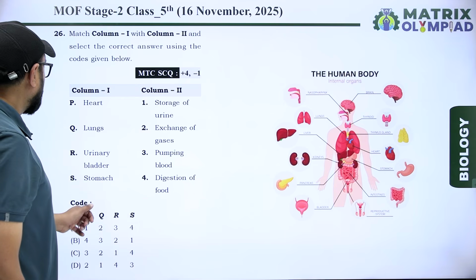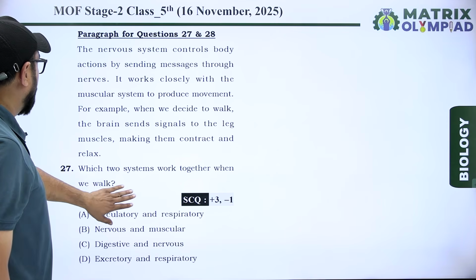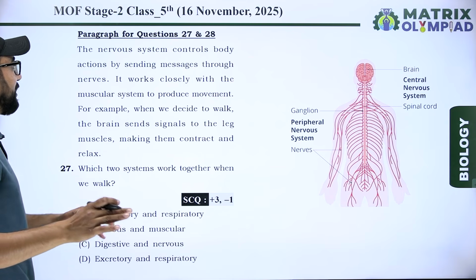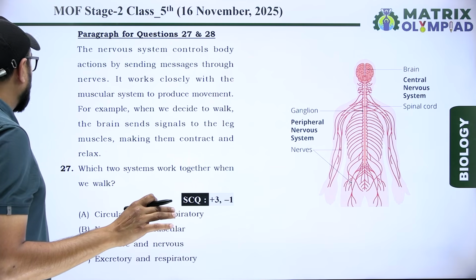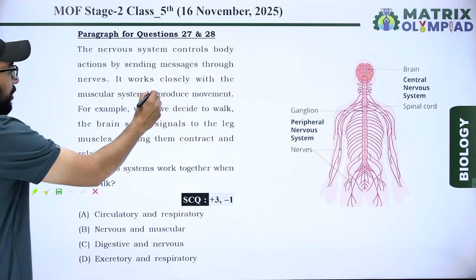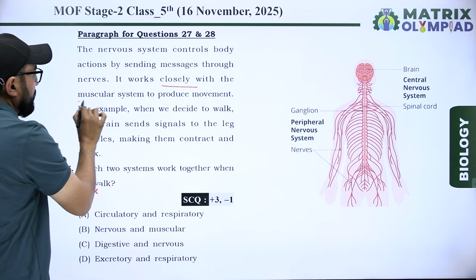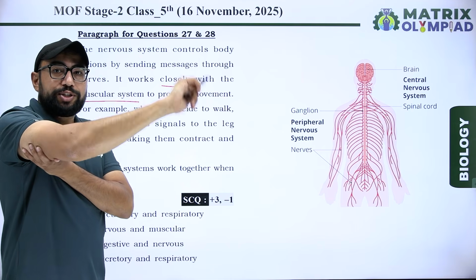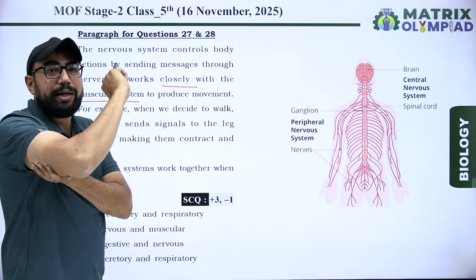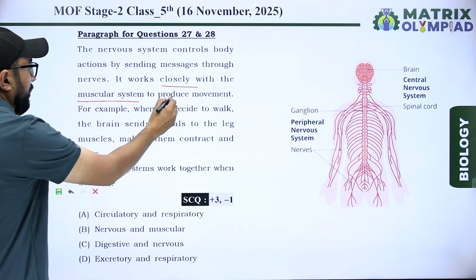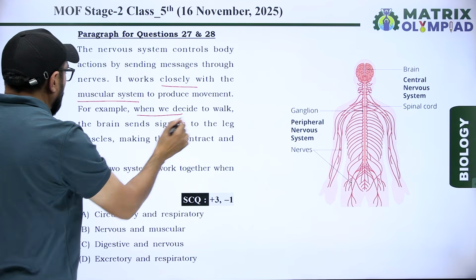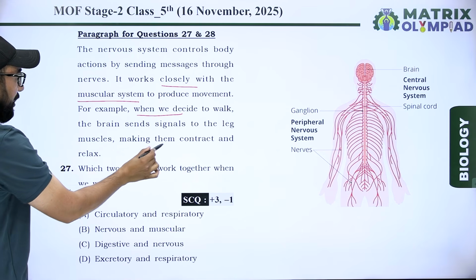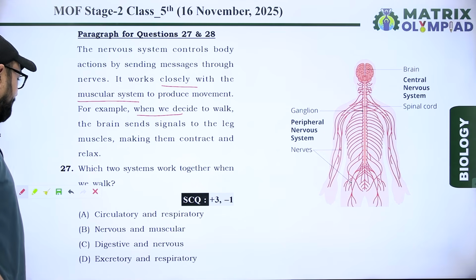Next paragraph. Nervous system. Nervous system controls body action by sending messages through the nerves. It works closely with the muscular system because neuromuscular junctions are present between the muscle and neurons. When we decide to walk, the brain sends signal to the leg muscle, making them contract and relax.